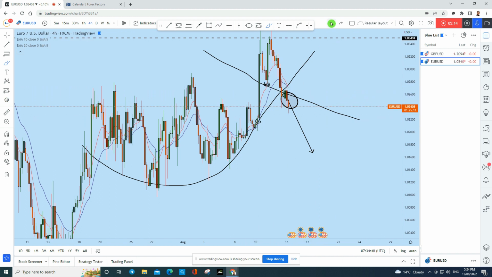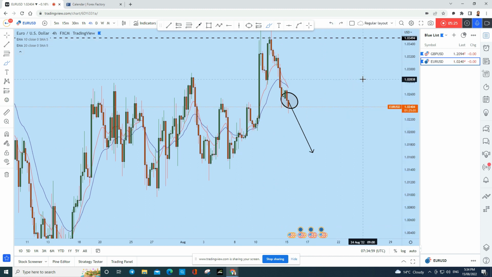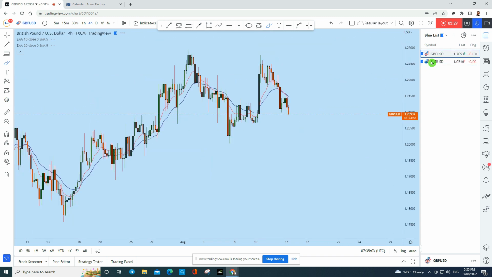we have seen a rejection, meaning that Euro Dollar has now grabbed the liquidity from here. Now it is preparing for a bigger move to the downside. So from that perspective, we can see Euro Dollar now preparing for a drop. Now let's look at British Pound US Dollar.